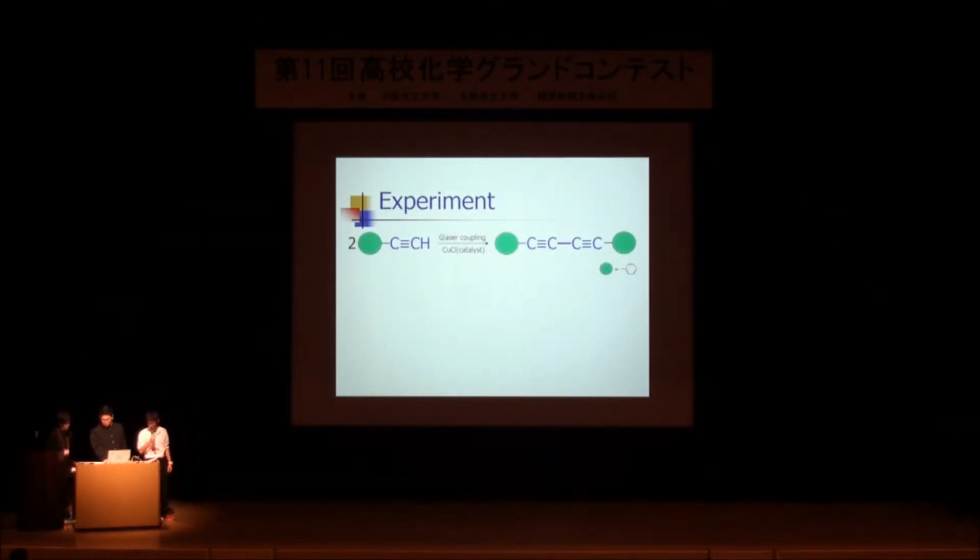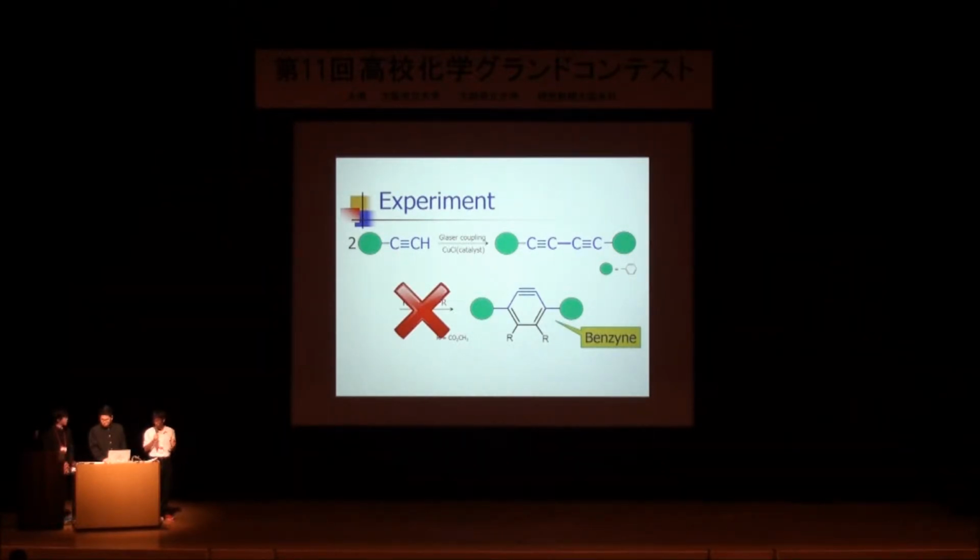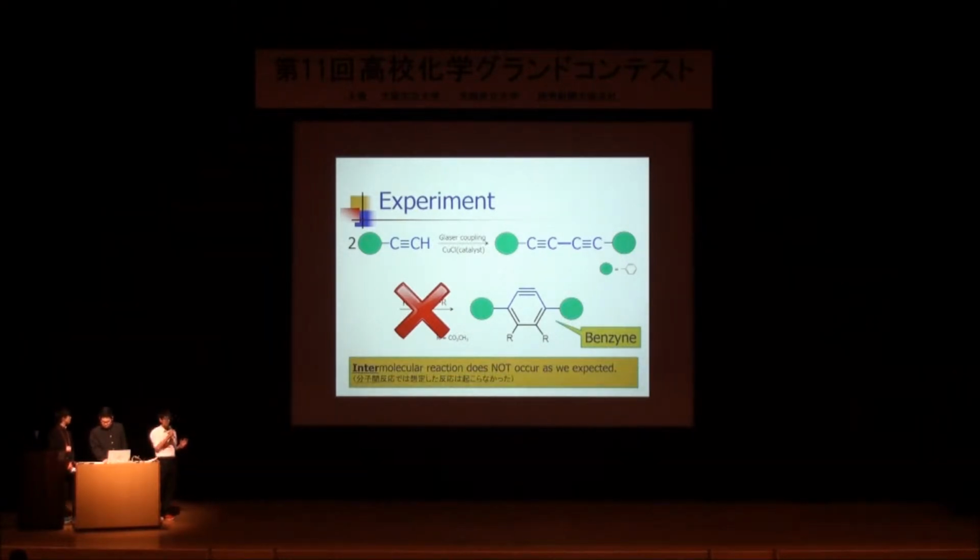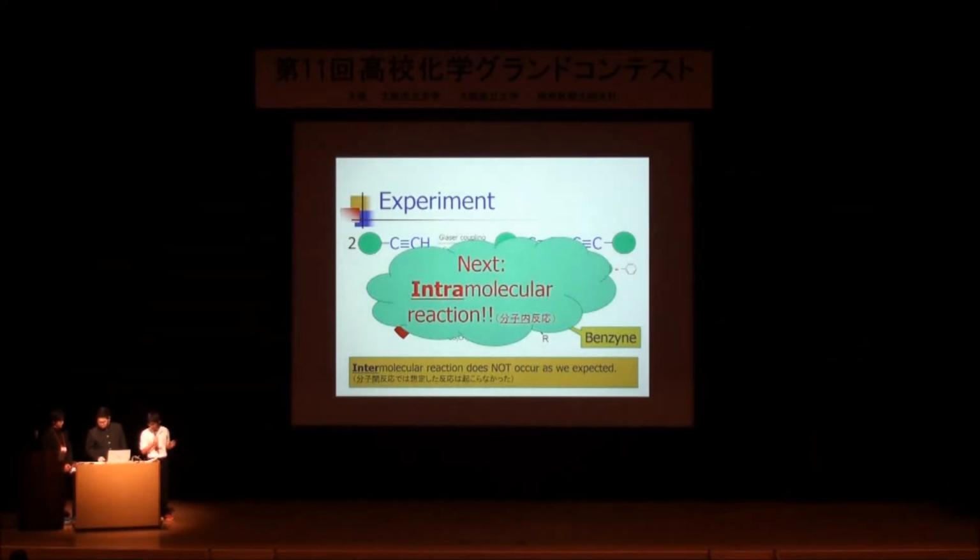We could obtain the precursor having bulky substituents by coupling of two terminal alkynes. Then we tried synthesizing benzyne with a reaction of this precursor and with alkyne. However, we could not identify the products, so we found that intermolecular reaction does not proceed as we expected. So we moved to an intramolecular reaction.